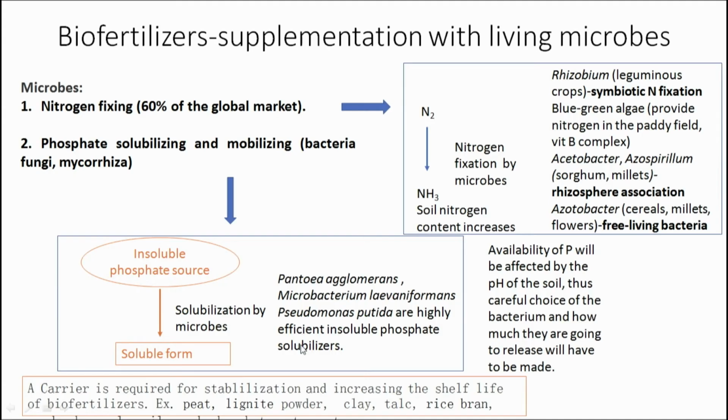Now, many of these microbes cannot just be supplied like this, but rather there could be a carrier which is required for stabilizing and increasing the shelf life of the biofertilizers, because these microorganisms need to be packaged properly. There are some materials, for example, peat or lignite powder or clay or talcum or rice bran, etc. These are solid matrices which are mixed with these microorganisms in order to increase their shelf life. Then it can be packaged and supplied to the farmer. So, that is how biofertilizers are produced.